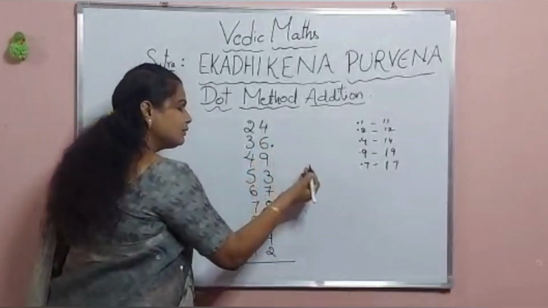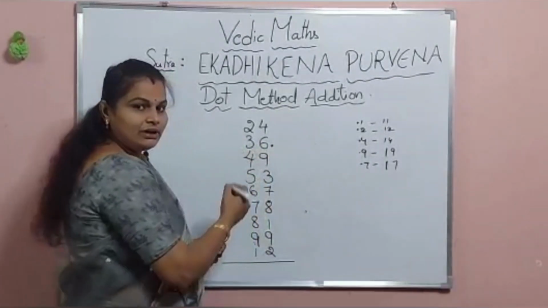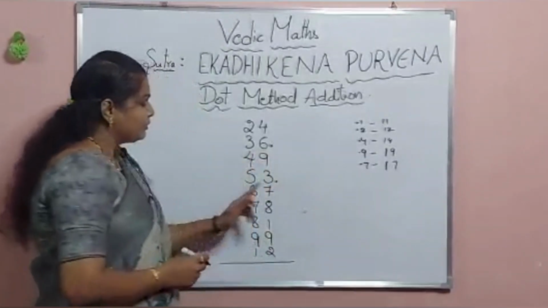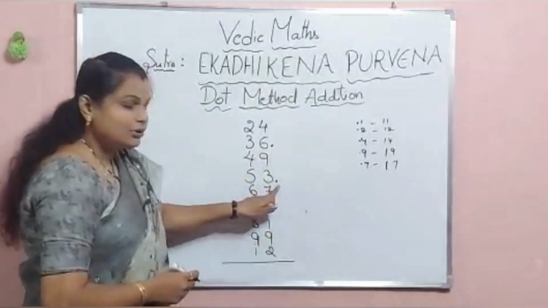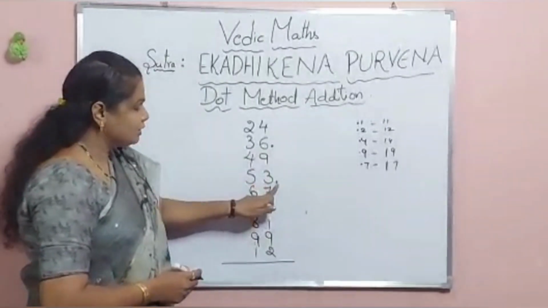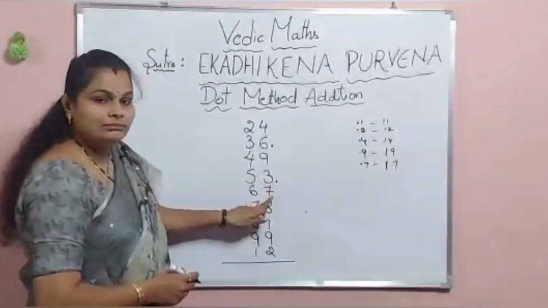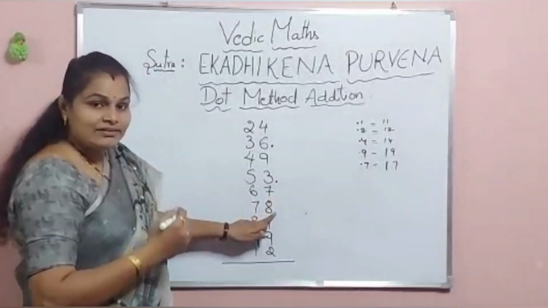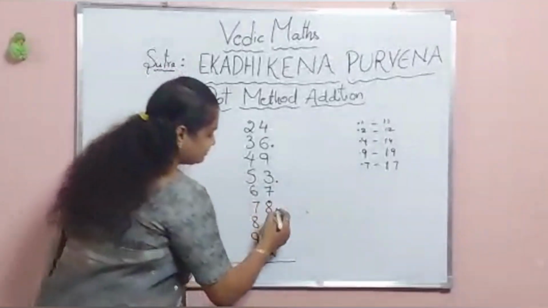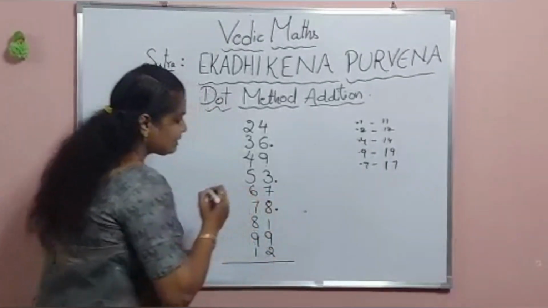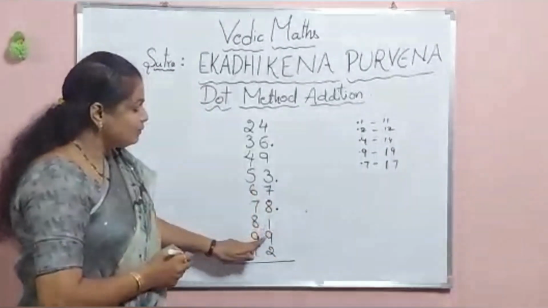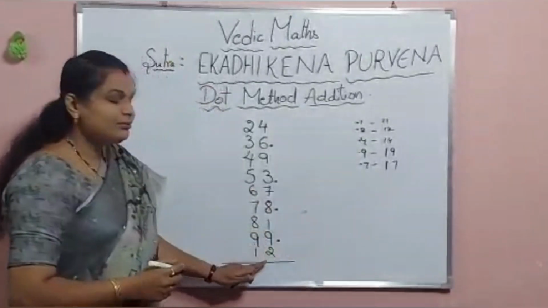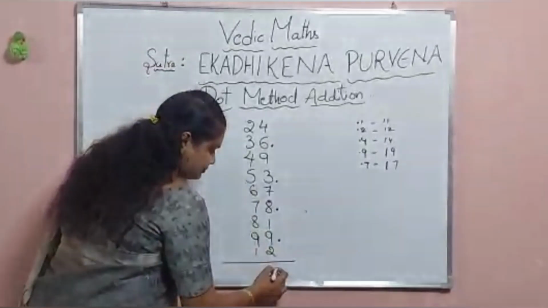0 plus 9, it's 9. No need to keep any dot anywhere. So 9 plus 3, it's dot 2. So dot 2, 9 plus 3 means 12, no? So dot 2. 2 plus 7, it's 9, and 9 plus 8, 17 means dot 7. 7 plus 1, 8. 8 plus 9, dot 7. 7 plus 2, it's 9.